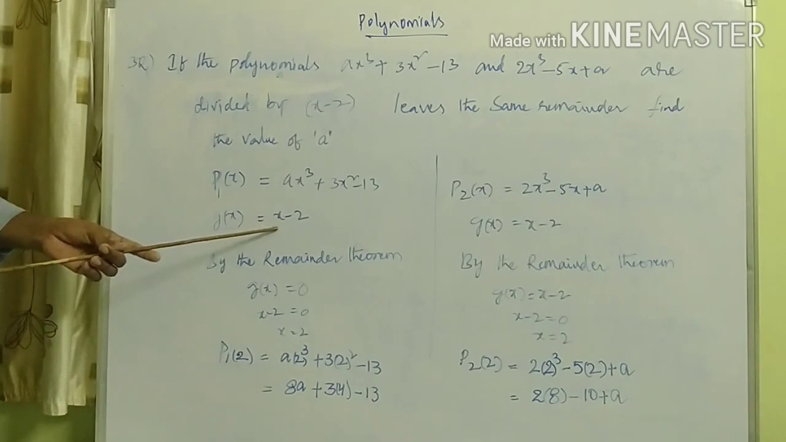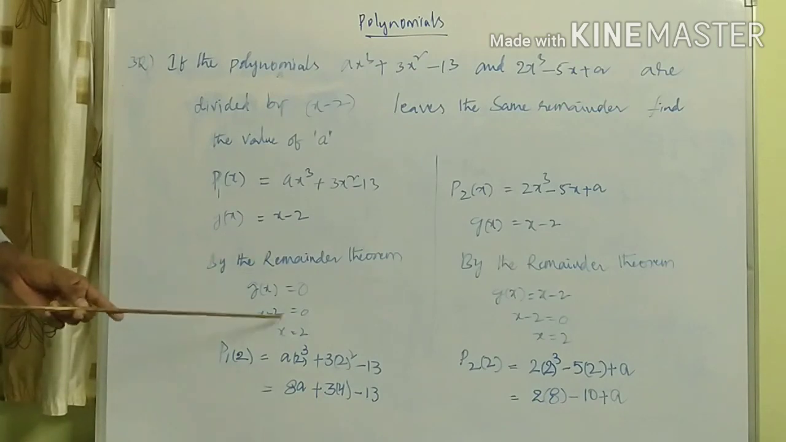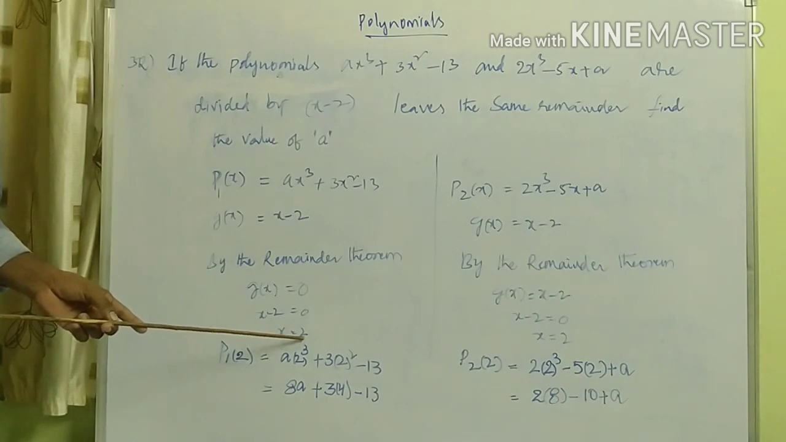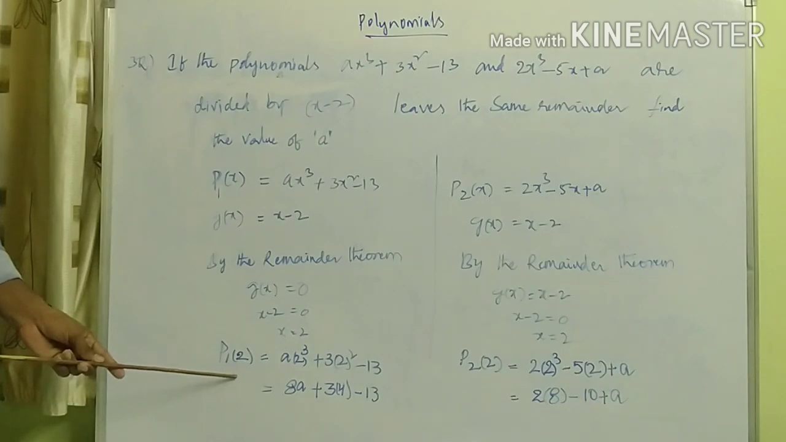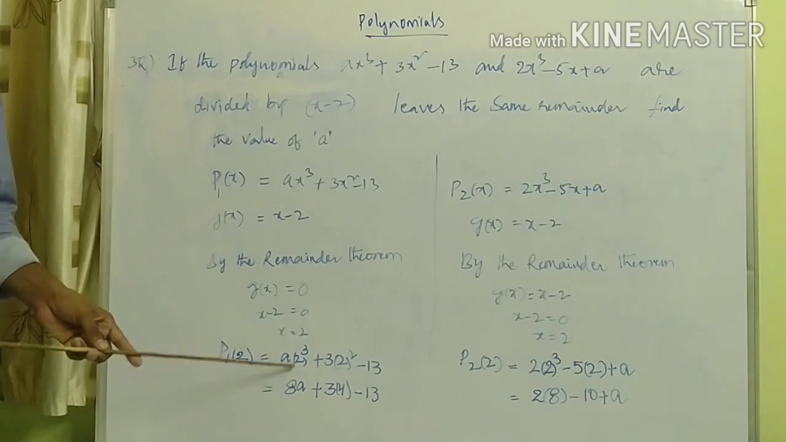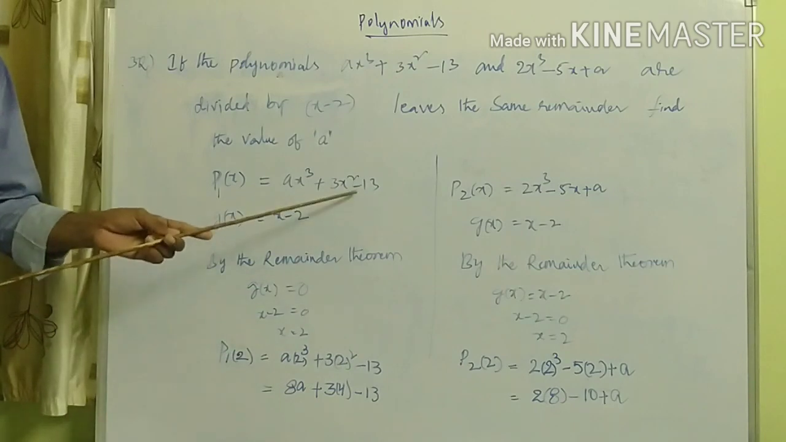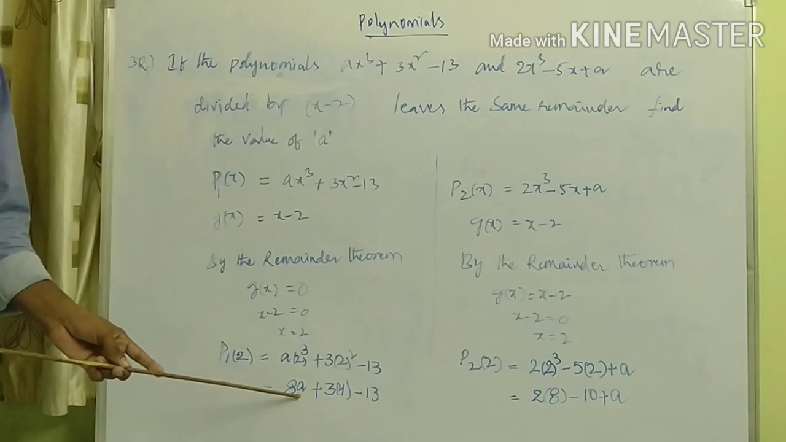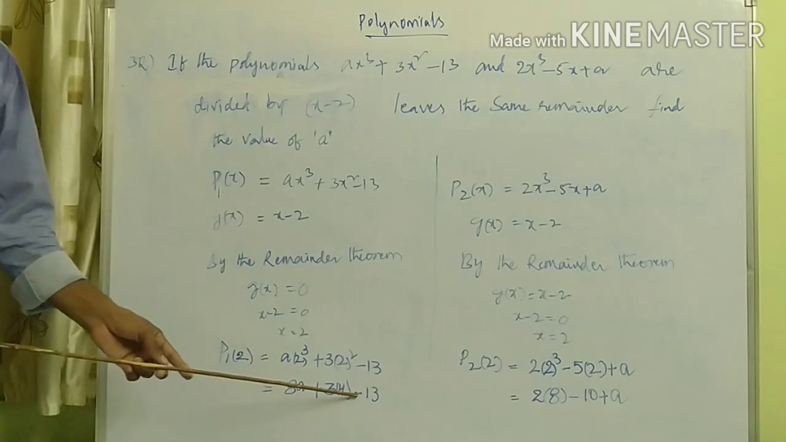So given linear equation equating to 0, that is equal to g of x is equal to x minus 2 is equals to 0. X is equals to minus 2 transposes to plus 2. Substitute this value instead of x in p1 of x. That is equal to p1 of 2 is equal to a into 2 cube and 3 into 2 square minus 13. 2 cube into a is equal to 8a. 3 into 2 square means 4 minus 13.